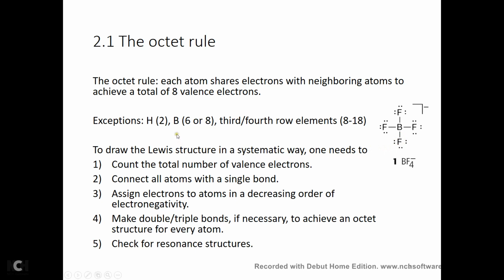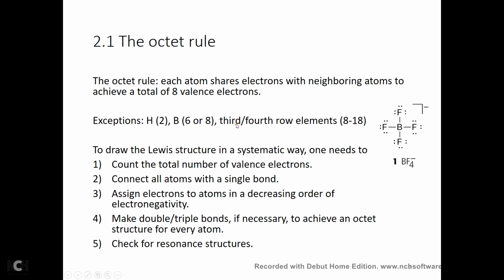There are exceptions. Hydrogen is often surrounded by only 2 valence electrons. Boron can have 6 or 8. In this case, it's surrounded by 8 valence electrons, but in BF3, it's surrounded by only 6 valence electrons.